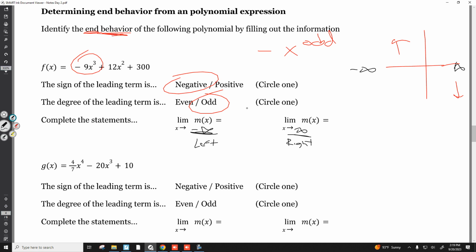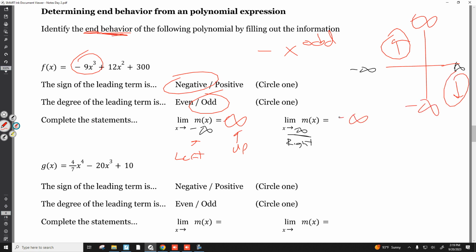No, the arrow is pointing towards the x that you're plugging in. So I write down negative infinity. When I go to the left, my y's are going up towards positive infinity. This positive infinity is up. That positive infinity is right. That negative infinity is left. If I go to the right, my y's are going down. This negative infinity represents a down, it represents a y. Got it? All right, do the next one.